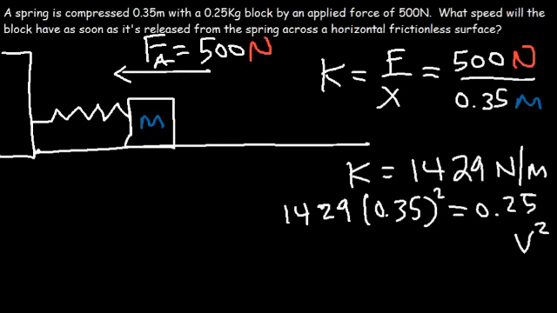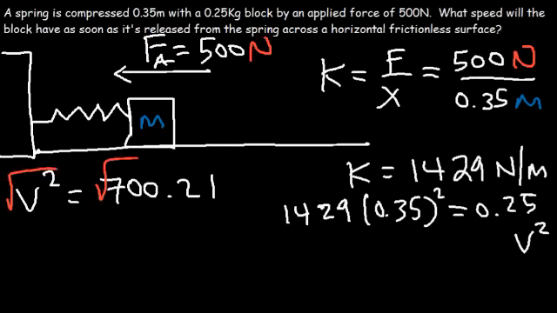0.35 squared times 1429, that's about 175. And if we divide that by 0.25, we can see that V squared is equal to about 700.21. And now if we take the square root of both sides, the velocity is about 26.5 meters per second. So that's how fast it's going to be moving.